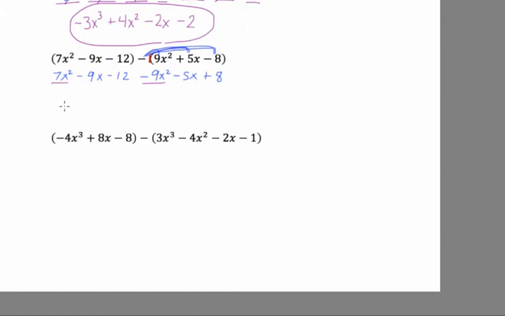7x squared and negative 9x squared combines to be negative 2x squared. Negative 9x and negative 5x are like terms. That makes negative 14x. Think money. And negative 12 and positive 8 makes negative 4. That's my answer.